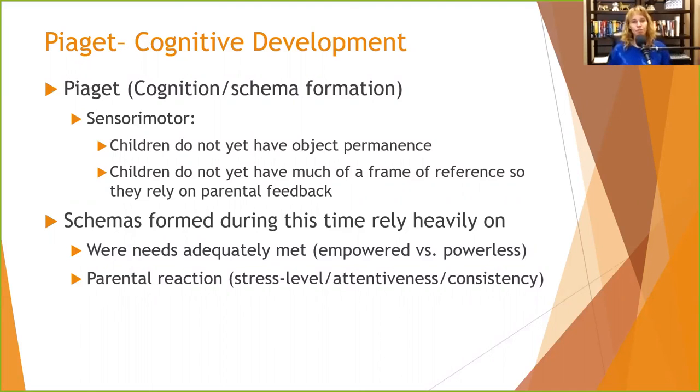It also relies on parental reaction. If the parent is always freaking out about something, then the child is going to perceive the world as pretty scary and stressful because mom's always on, hyper alert, so it must be a pretty scary place. If the parents are attentive to the child, then their schemas around parental responsiveness and other people being there will be very different than if the parent is emotionally or physically unavailable for one reason or another.